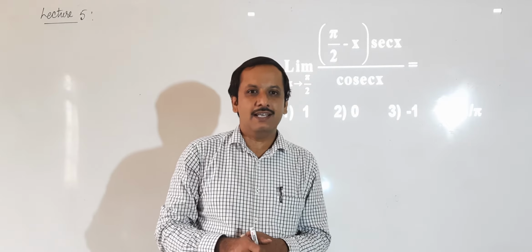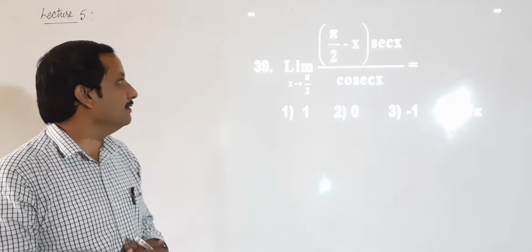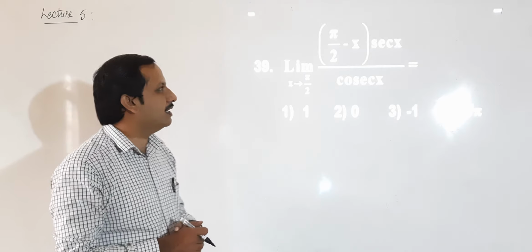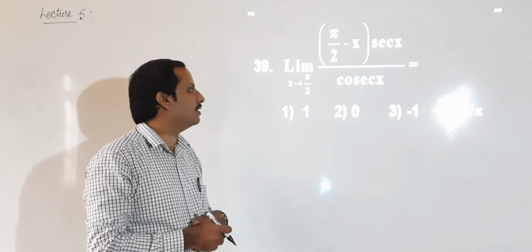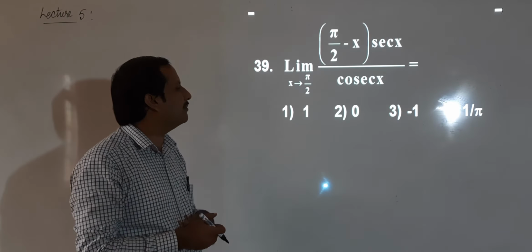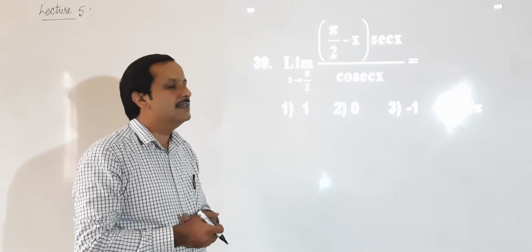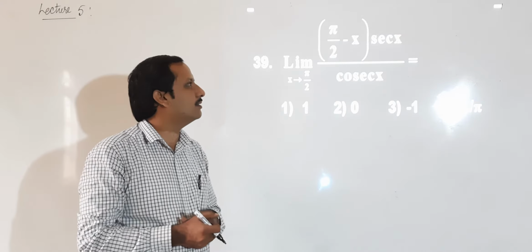Dear students, let's continue our discussion on limits. Let's have a look at this question. Limit x tends to pi by 2 of (pi by 2 minus x) into secant x divided by cosecant x. If I directly apply the limit, the numerator will be pi by 2 minus pi by 2, that is 0. Secant pi by 2 is not defined, and the denominator cosecant pi by 2 is 1.